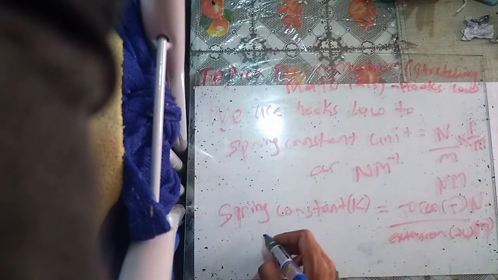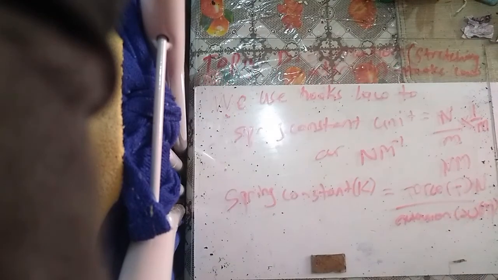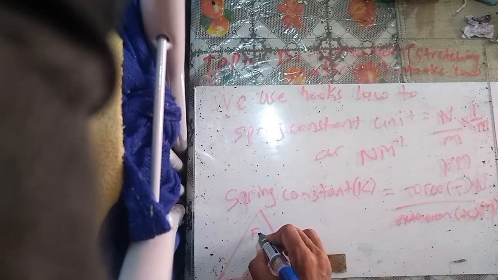Okay, so let us make it easier. I give you the triangle. Spring constant k is equal to force over extension. That is the same thing in our triangle as saying force at the top, force in Newton, and you put extension in meter here, and the spring constant here, in Newton per meter, or Newton meter to the negative 1.